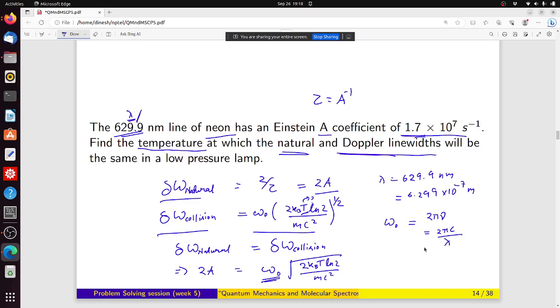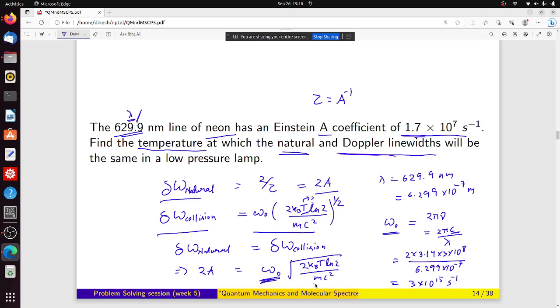Now you know c is the speed of light, and the pi value you also know, 3.14 times 3 times 10 to the power 8. Lambda value we have, 6.299 times 10 to the power minus 7. If you put all the values, you will get 3 times 10 to the power 15 second inverse. Okay, so you got omega naught.